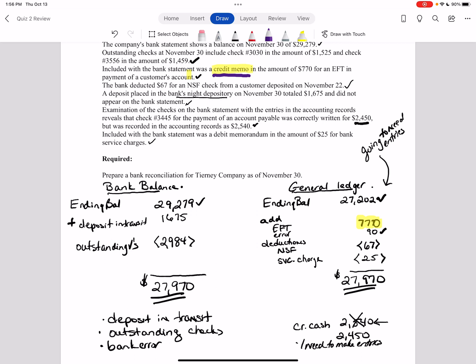What I want you to take away from this is that the customer gave us $770 through an electronic funds transfer. We hadn't known about it till we saw the bank statement, so we've got to come in and we've got to add that back to our balance. Okay, I hope this helps.